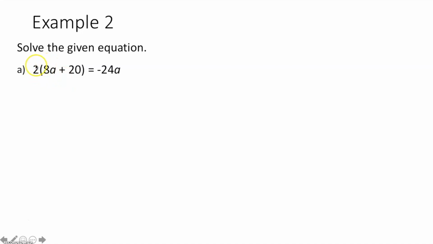What we need to do is distribute this 2. So I'm going to distribute the 2 here and here. If I multiply the 2 times the 8A, it's going to give me 16A. If I multiply the 2 times the 20, it's going to give me 40. So step 1 is done.